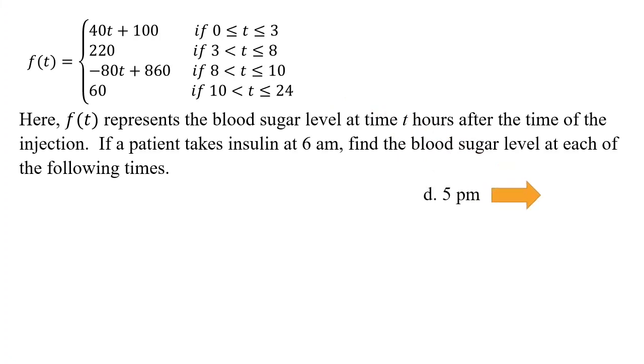Now we're going to do 5 p.m. So from 6 to 12 is 6 hours, and then another 5 hours gives us 11 hours. Where does this fit? Fits right on that last equation, which is a constant 60. So that means our answer is 60.